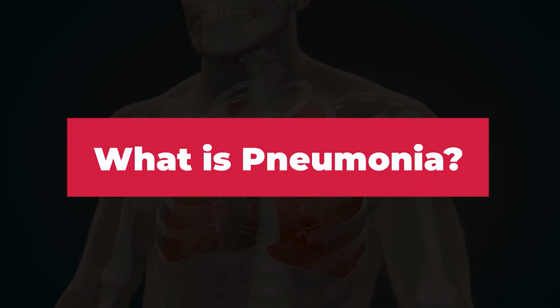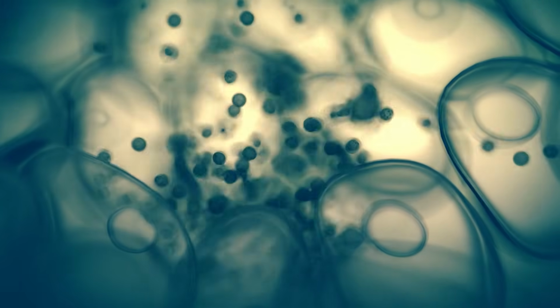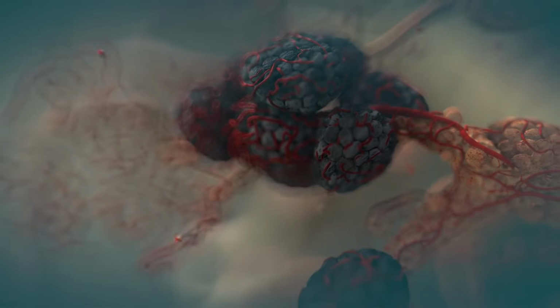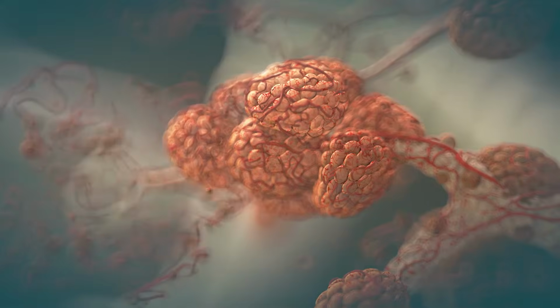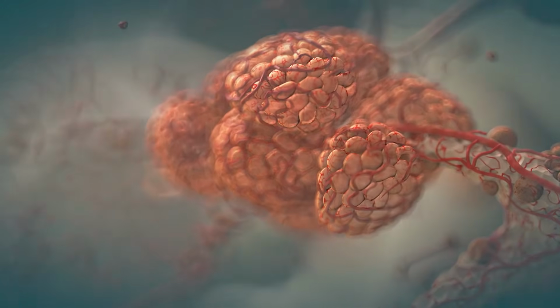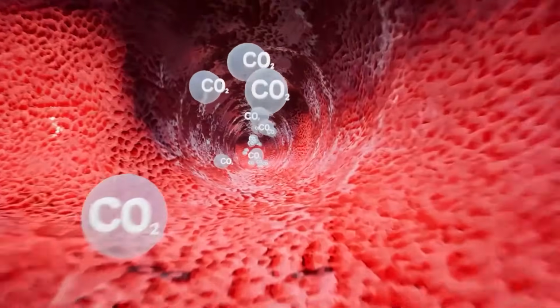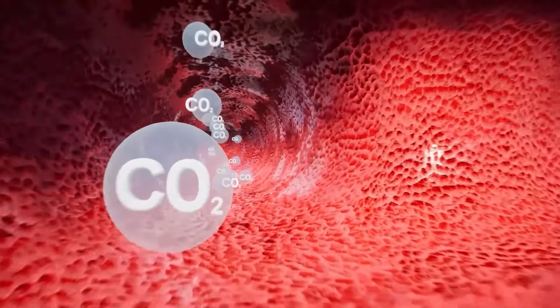What is pneumonia? Pneumonia is a serious infection of the lungs in which the tiny air sacs called alveoli become inflamed and fill with fluid, pus, or mucus. Under normal conditions, these air sacs remain open and elastic so they can efficiently exchange gases. Specifically, oxygen enters the blood and carbon dioxide leaves the body.